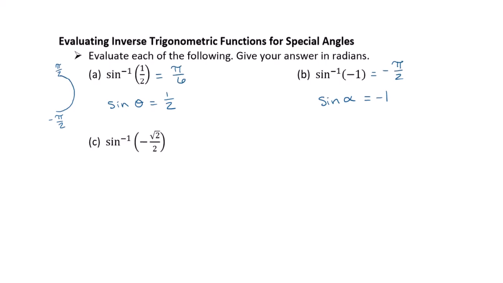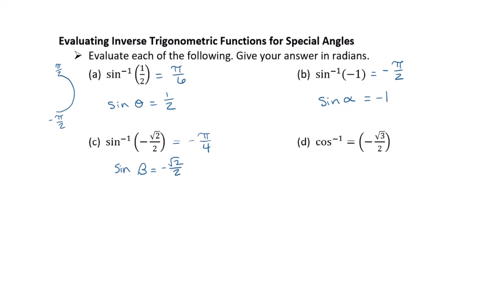The inverse sine of negative square root 2 over 2. Remember that this means the sine of some angle is equal to negative square root of 2 over 2. Where would this happen between negative pi over 2 and positive pi over 2? That's going to happen at negative pi over 4.